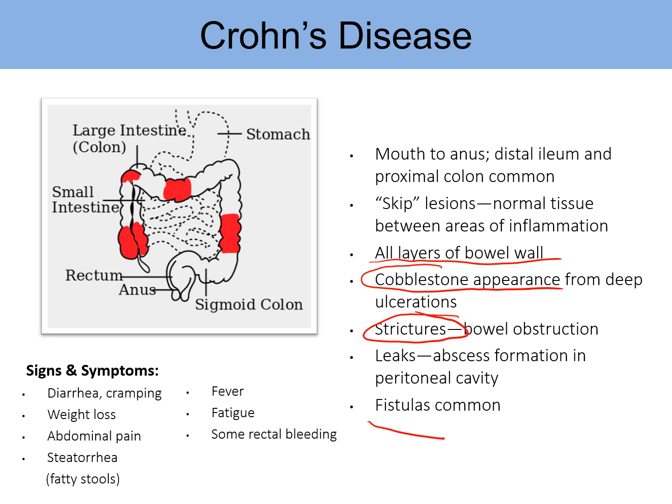Okay. Signs and symptoms: diarrhea. If you've got Crohn's disease, your biggest symptom is diarrhea. So you can experience weight loss, abdominal pain, steatorrhea, which is fatty-looking stools, fever, fatigue, and some rectal bleeding. So with Crohn's disease, you can have some rectal bleeding, just not as significant as colitis, okay? But yes, you can have some rectal bleeding.